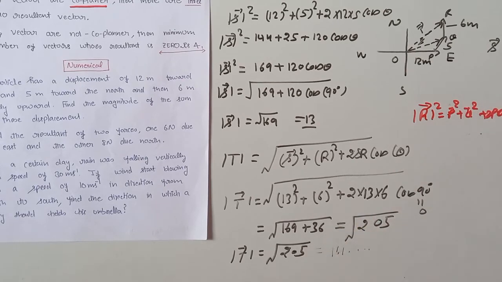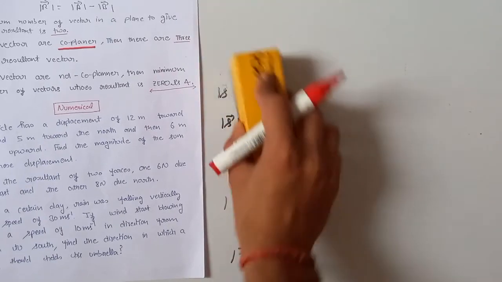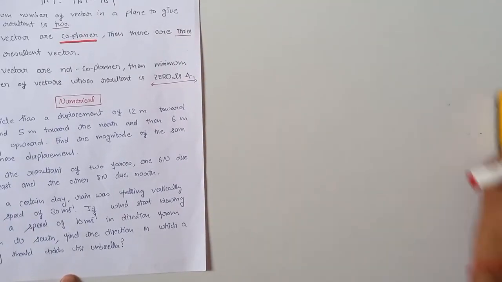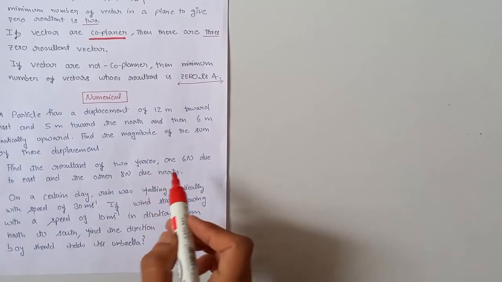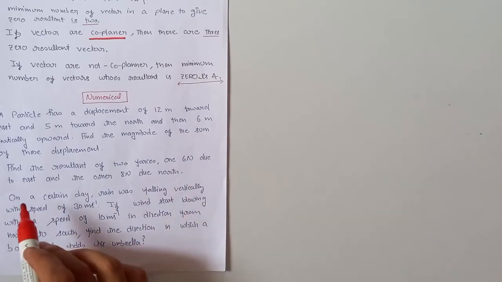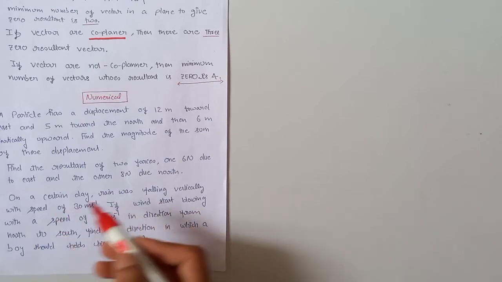This formula is used here. Now our next numerical is: find the resultant of two vectors, one 6 Newton due east and the other 8 Newton due north. Find the resultant of two forces.